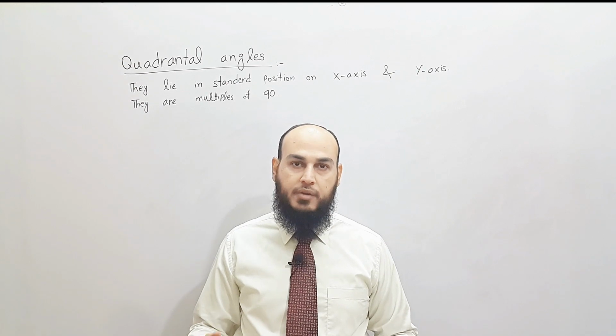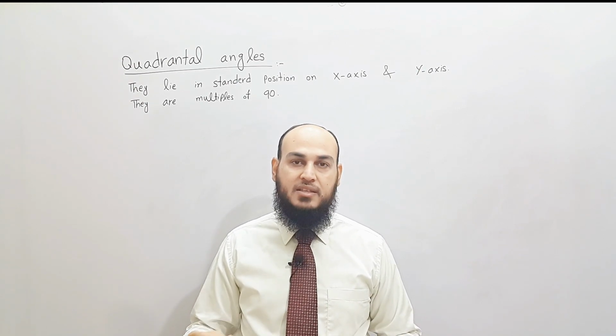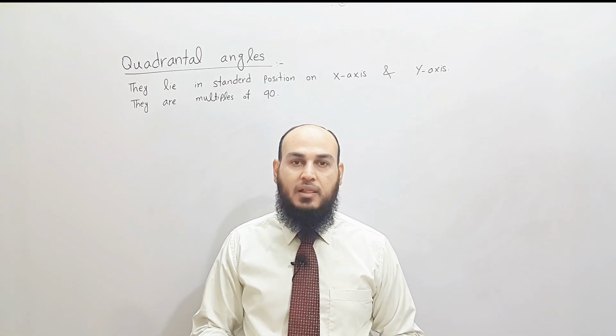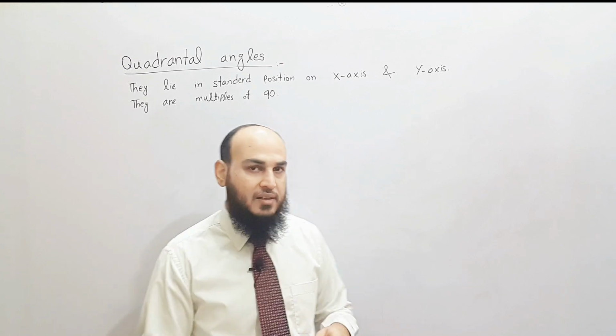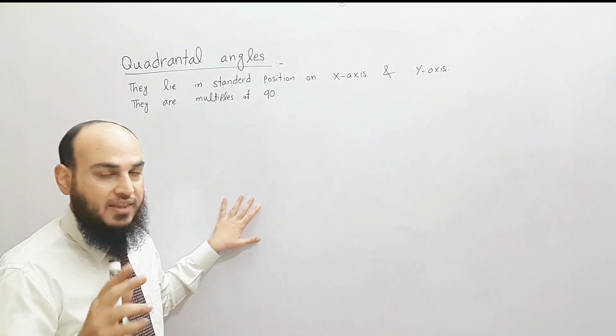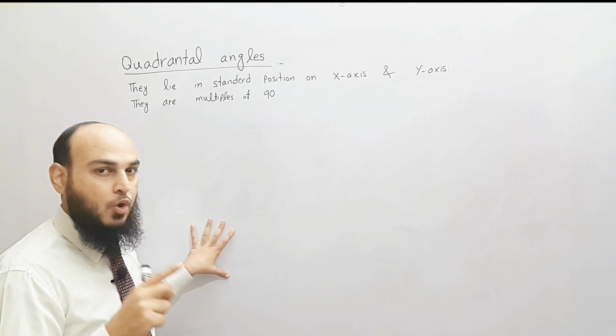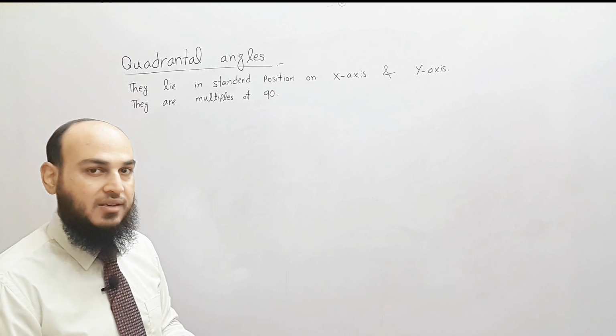We are talking about trigonometry. Today we have a new topic of trigonometry, that is quadrantal angles. Let's see what quadrantal angles are. Quadrantal angles lie on the standard position. Basically the standard position is on the x-axis and y-axis and they are multiples of 90.